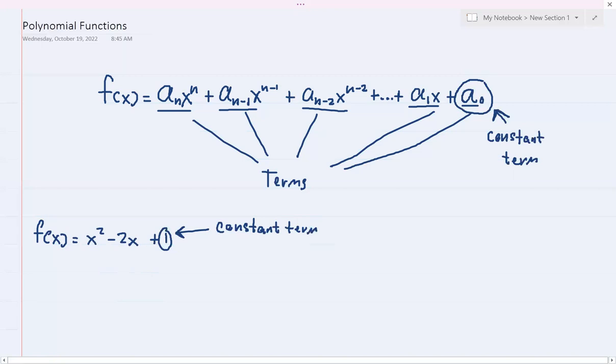So why is it called a constant term? It is called a constant term because there is no x, only a number. If you see a number only and there's no partner variable or x, then it is just a constant term.